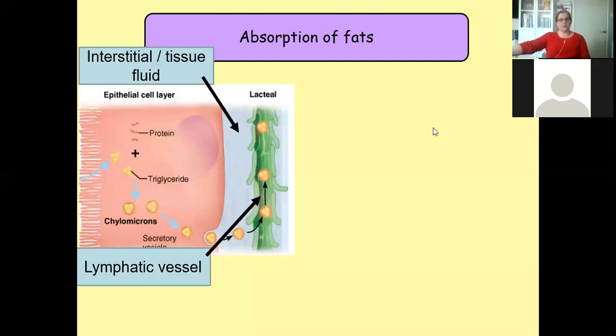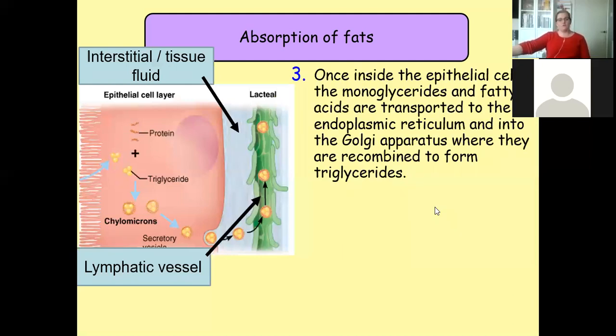So, absorption of fats again. Inside the epithelial cells, the monoglycerides and fatty acids are transported to the endoplasmic reticulum, and from there into the Golgi apparatus, where they are recombined to form triglycerides.